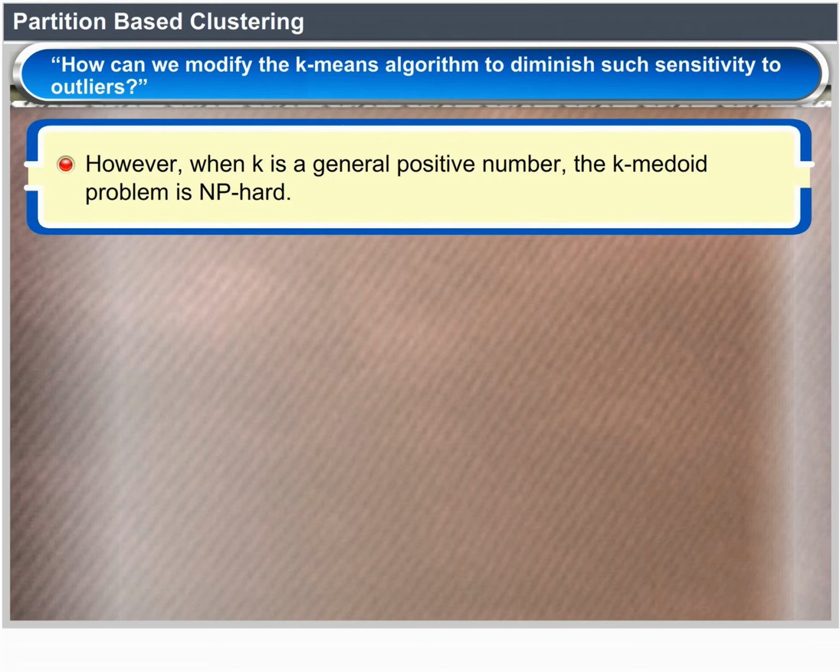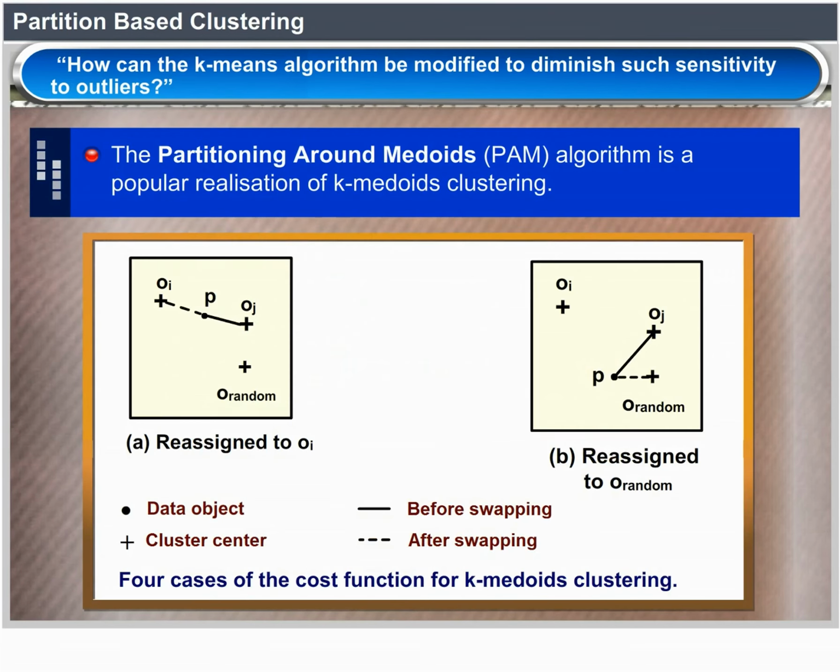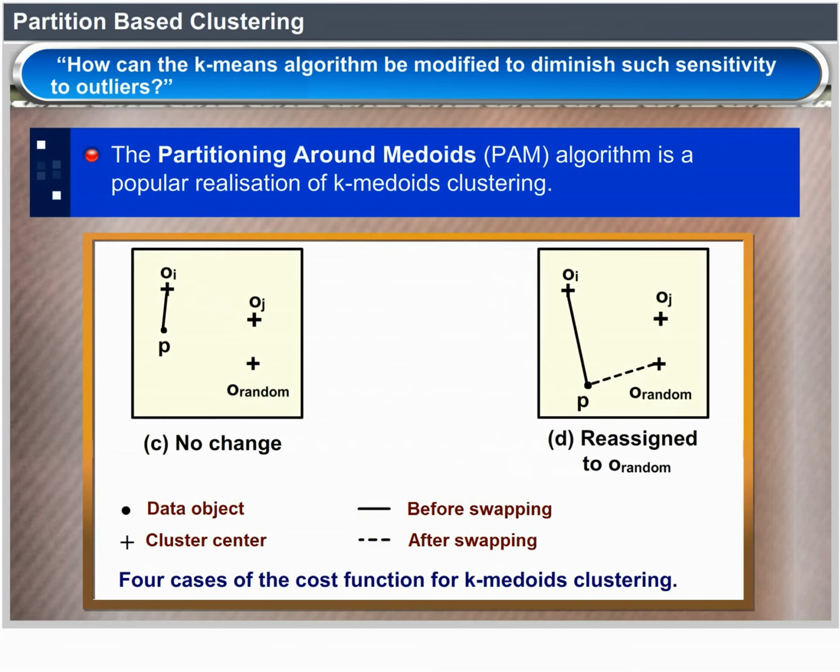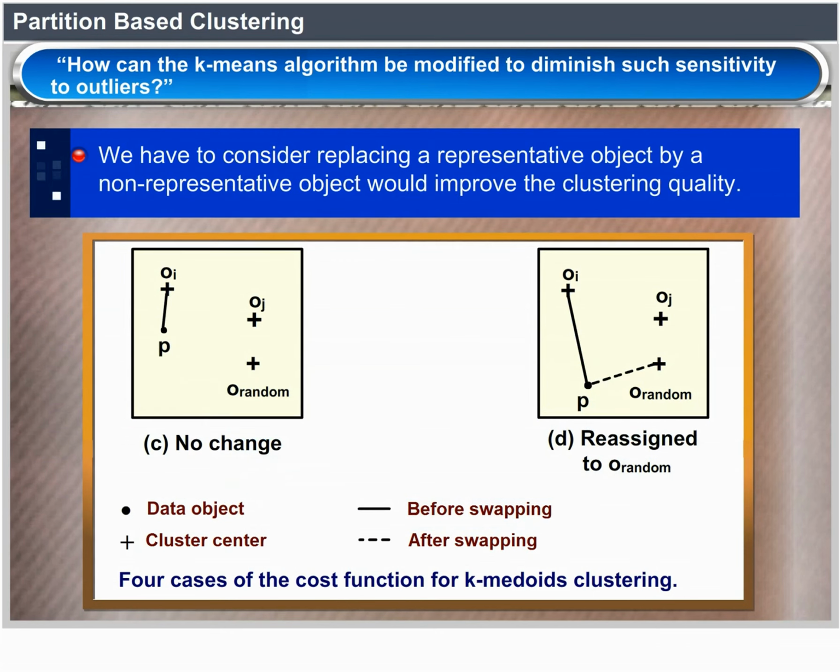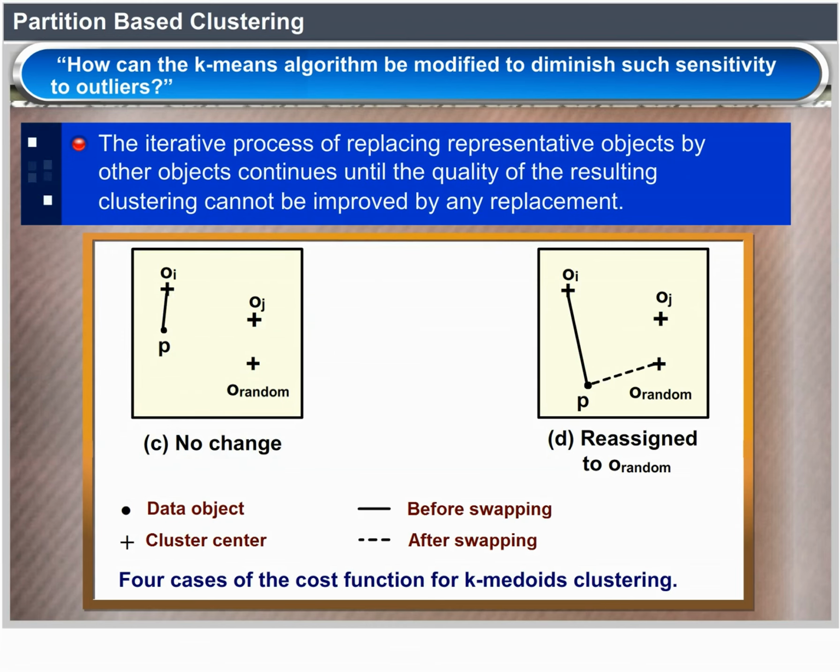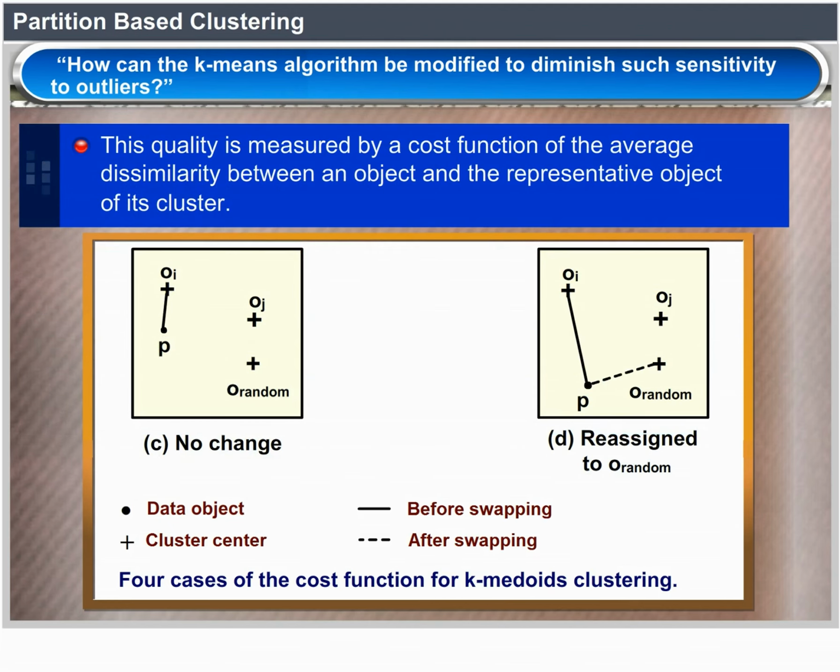The partitioning around medoids (PAM) algorithm is a popular realization of k-medoids clustering. Like the k-means algorithm, the initial representative objects, called seeds, are chosen arbitrarily. We consider whether replacing a representative object by a non-representative object would improve the clustering quality. The iterative process of replacing representative objects by other objects continues until the quality of the resulting clustering cannot be improved by any replacement. This quality is measured by a cost function of the average dissimilarity between an object and the representative object of its cluster.